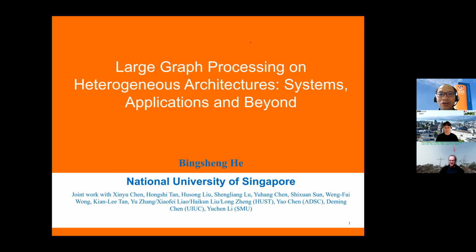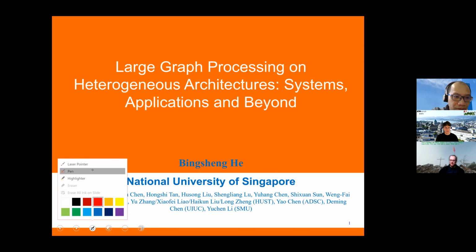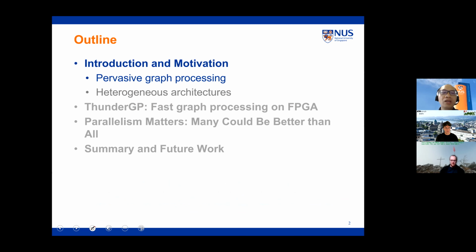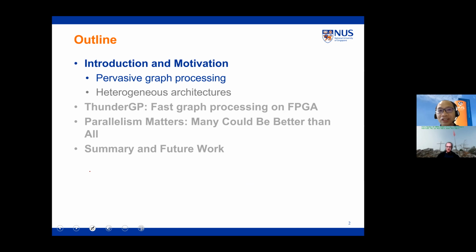So today I will share with you about large graph processing on heterogeneous architectures. Okay. So this is the outline of my presentation today. I will first give an introduction quickly, and then talk about graph processing and then heterogeneous architecture. And then I will pick two of my recent projects. One is ThunderGP, graph processing on FPGA, and the other one is actually we do a more complicated graph processing, constrained shortest paths on GPU. And finally, I will conclude this talk and outline some future work.